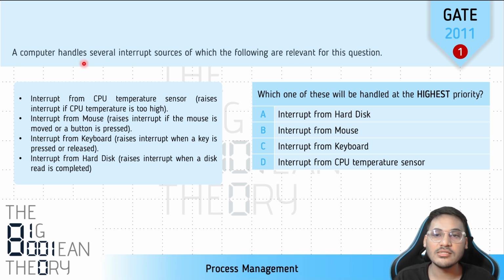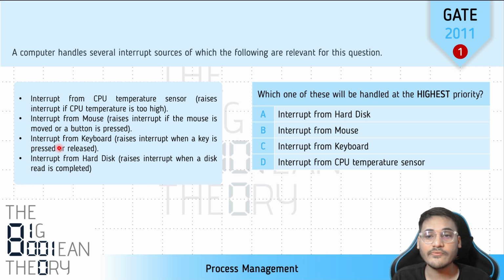A computer handles several interrupt sources, of which the following are relevant for this question. So we have four different sources of interrupts. The first one is the interrupt from the CPU temperature sensor, which raises an interrupt if the CPU temperature is too high, right? The second one is the interrupt from the mouse, which raises an interrupt if the mouse is moved or a button is pressed. Whenever there is a movement in the mouse, it will raise an interrupt.